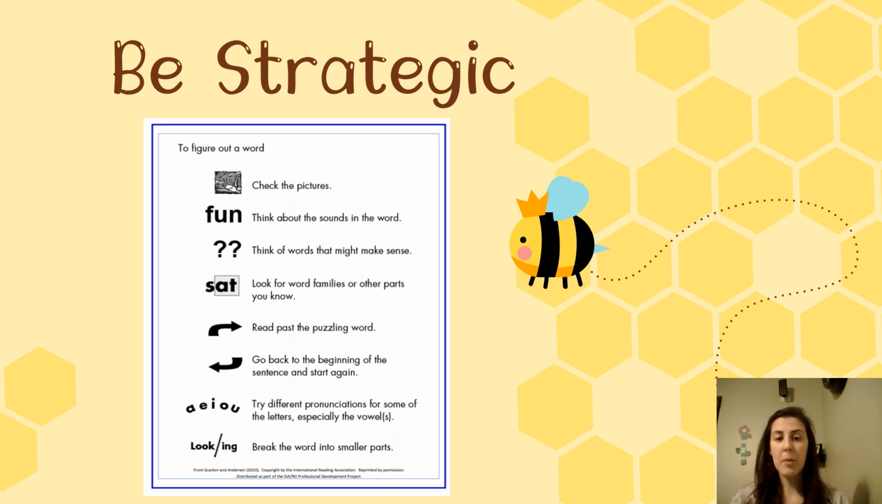If you puzzle through a word, you should always go back to the beginning of the sentence and start again to make your reading sound smooth. You can be flexible with your vowel sounds, and you can break words into smaller parts. Remember, you can use any one of these strategies to help you figure out words you might get stuck on while you're reading.